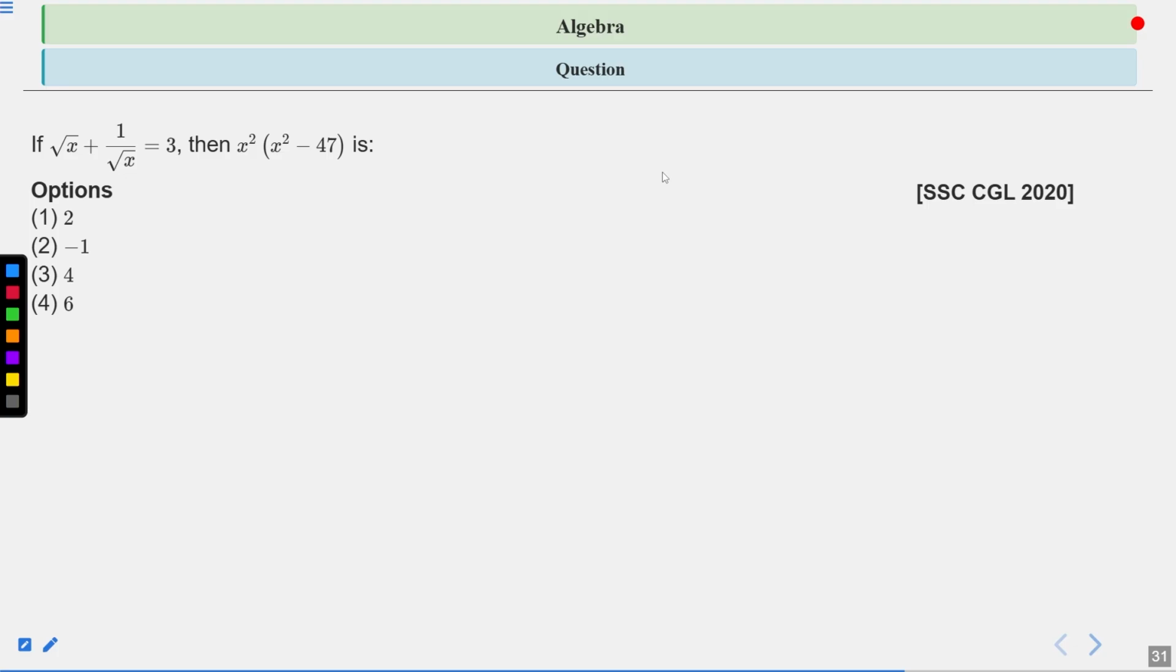If √x + 1/√x is equal to 3, then what is the value of x² multiplying by (x² − 47)? And this question was asked in the SSC CGL exam in 2020. There are four options. First one is 2, second is −1, third one is 4, and fourth one is 6. Now you have 10 seconds to analyze the question. Your time starts now.